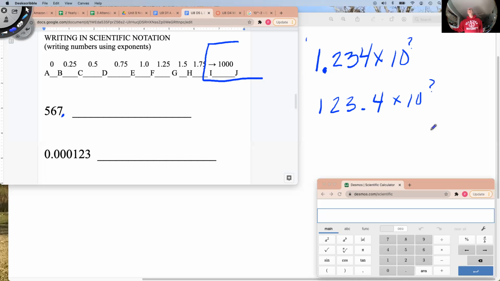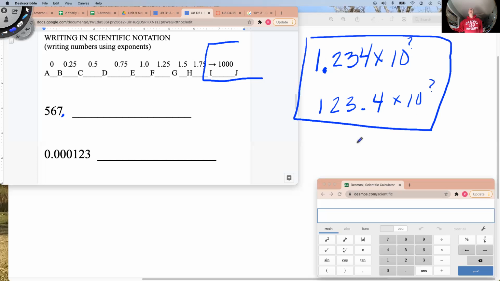I highly suggest you pay attention to that right there. So the question is, how many numbers do you write in front of the decimal place, ladies and gentlemen, when using scientific notation? That's right, just one number. So how do we write this number in scientific notation?